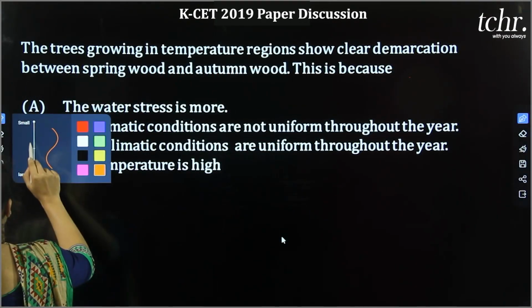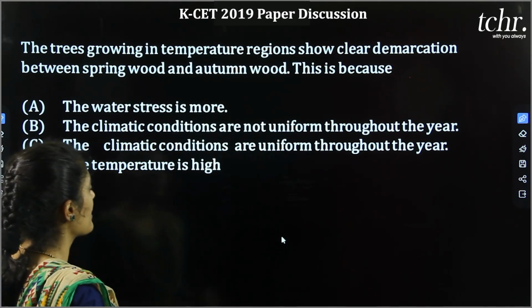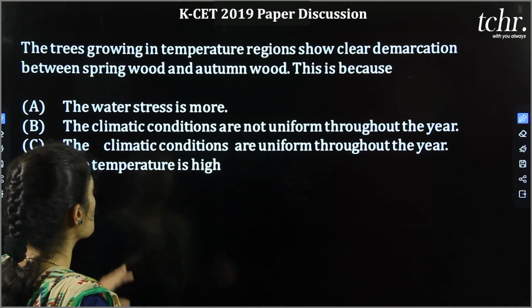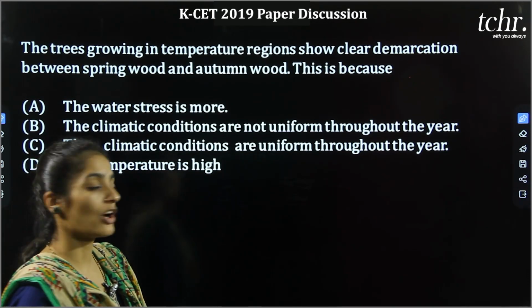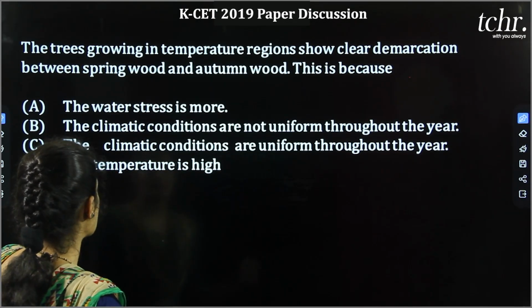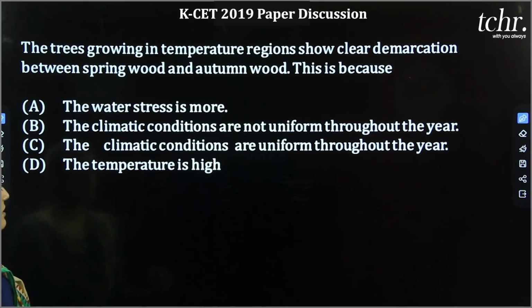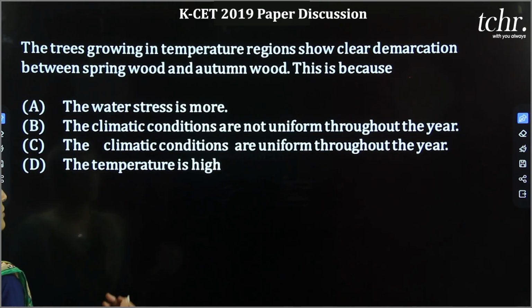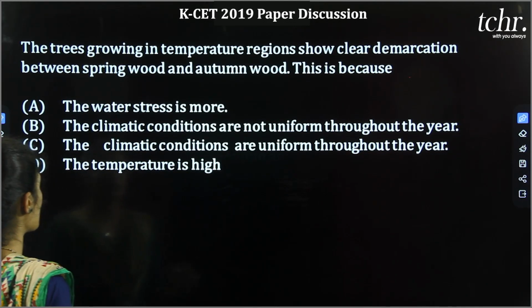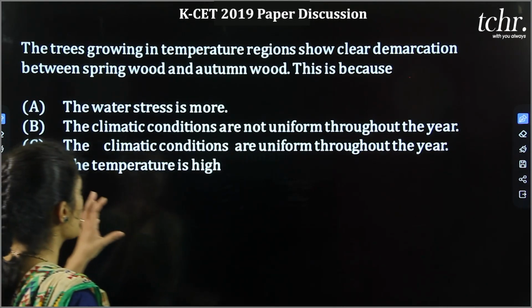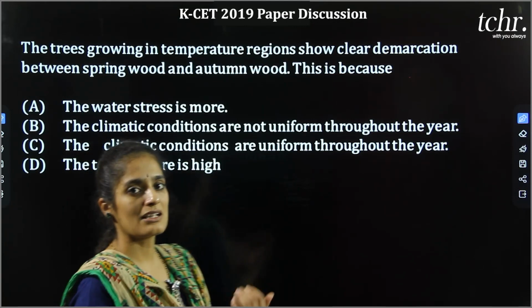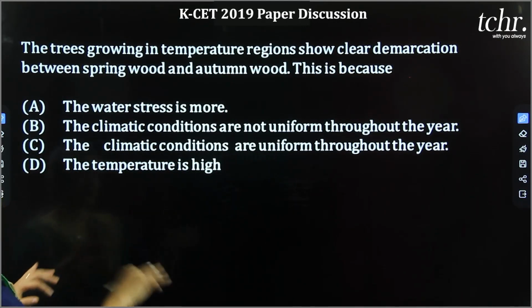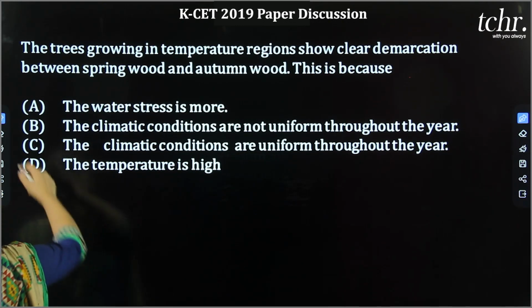Next ನೋಡಿ, the trees growing in temperate regions show clear demarcation between the spring wood and autumn wood. This is because of A. water stress is more, B. climatic conditions are not uniform throughout the year, C. the climatic conditions are uniform throughout the year and D. temperature is high. See, spring wood ಮತ್ತು autumn wood is mainly because of the variation in the season or the climatic condition ಅಲ್ವಾ. So B is the correct one.